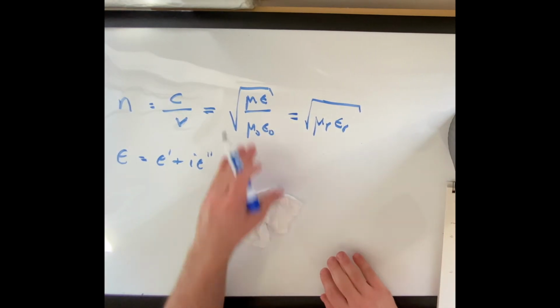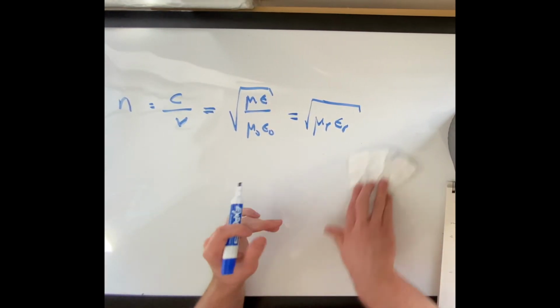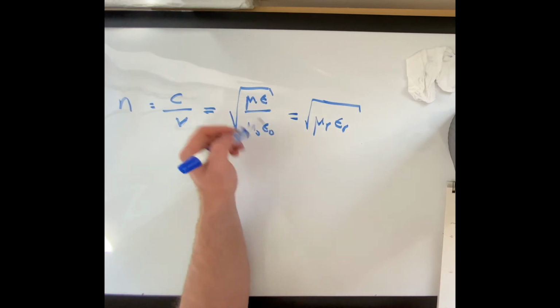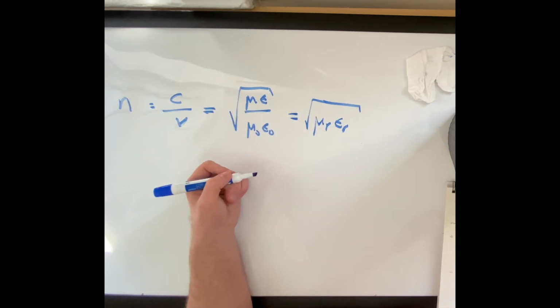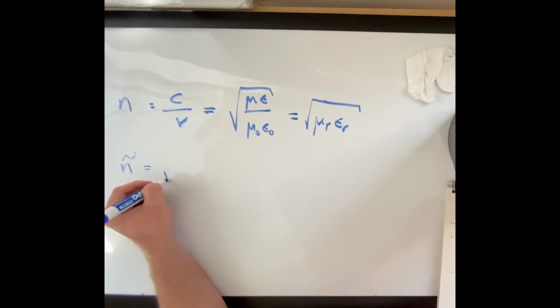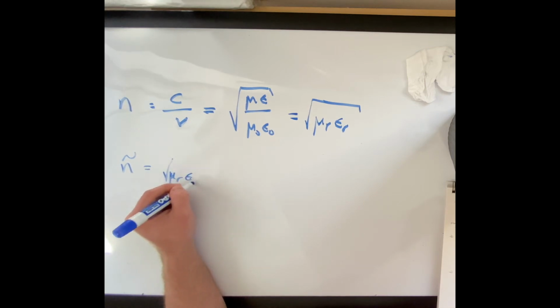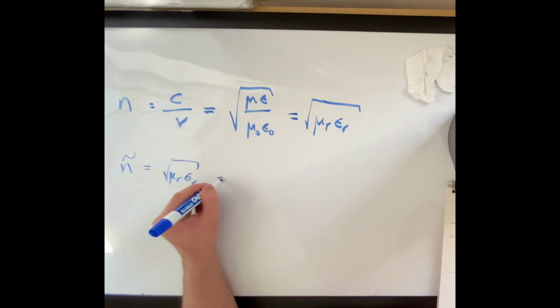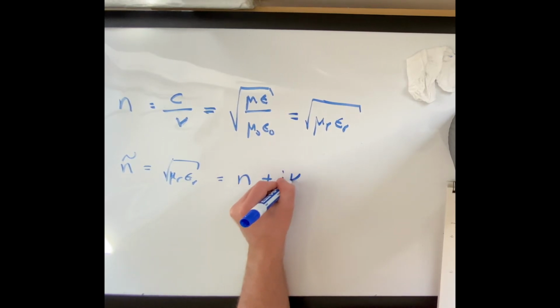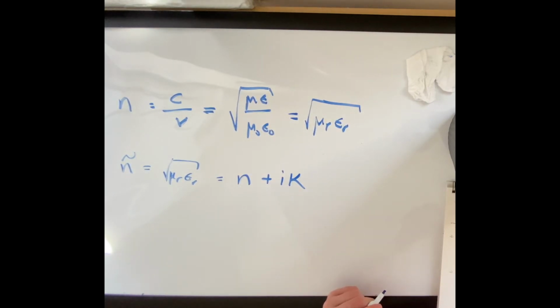Now, when we divide them, remember, mu naught and epsilon naught don't have any complex components, but when you divide them, in general, they could still have complex components. And so we actually get that n tilde is the complex index of refraction, which is still mu r epsilon r, which in general could be n plus i kappa, okay?